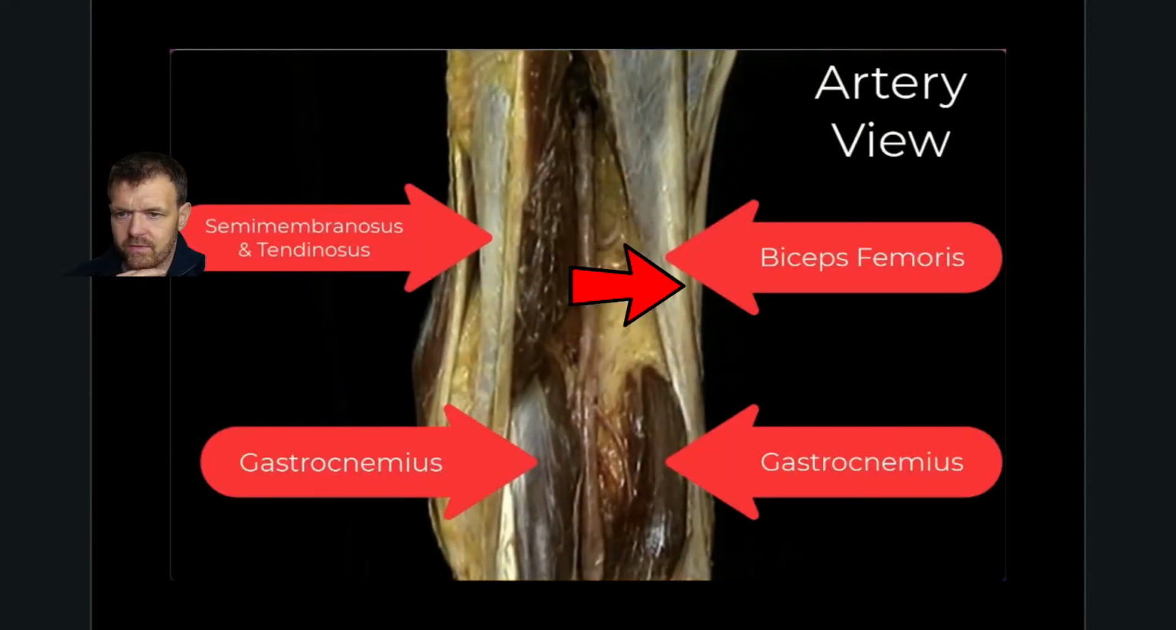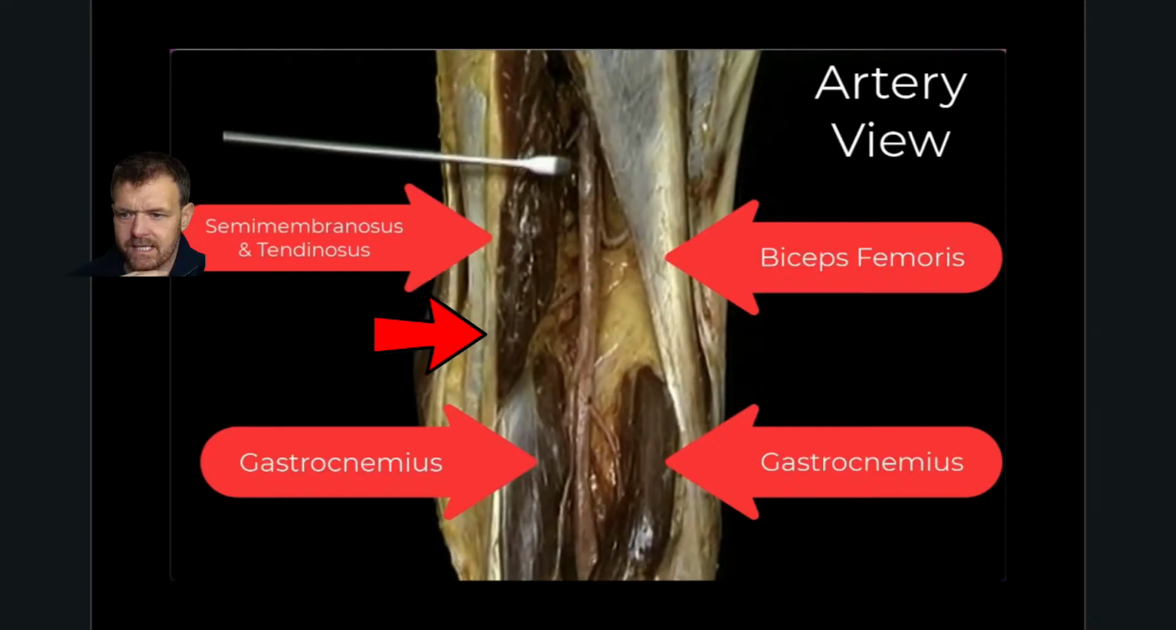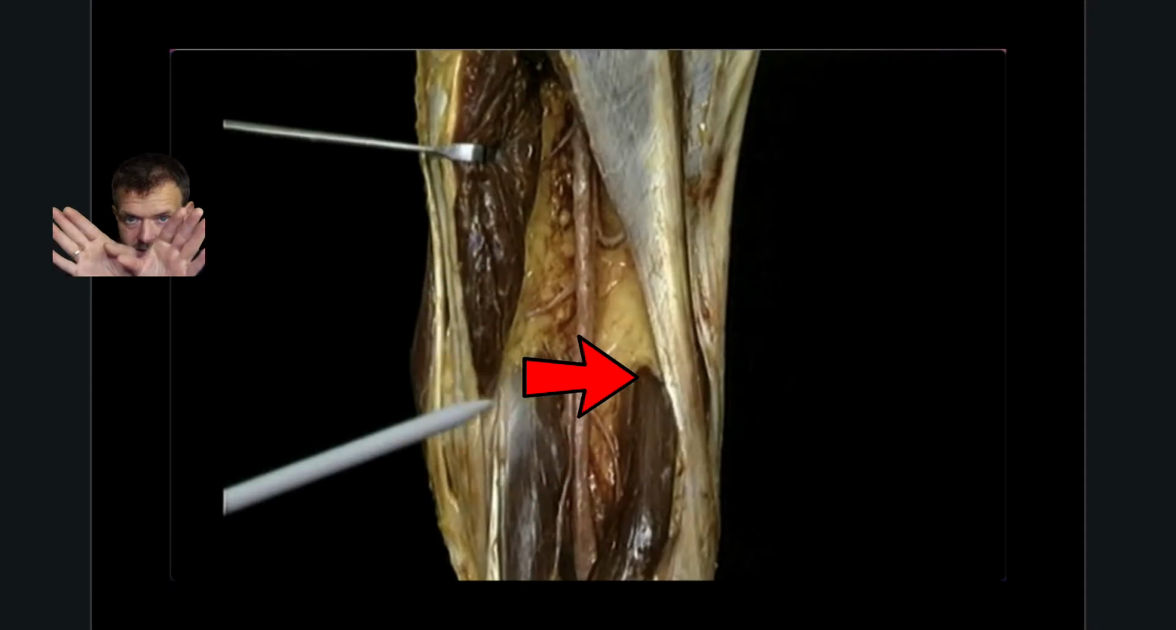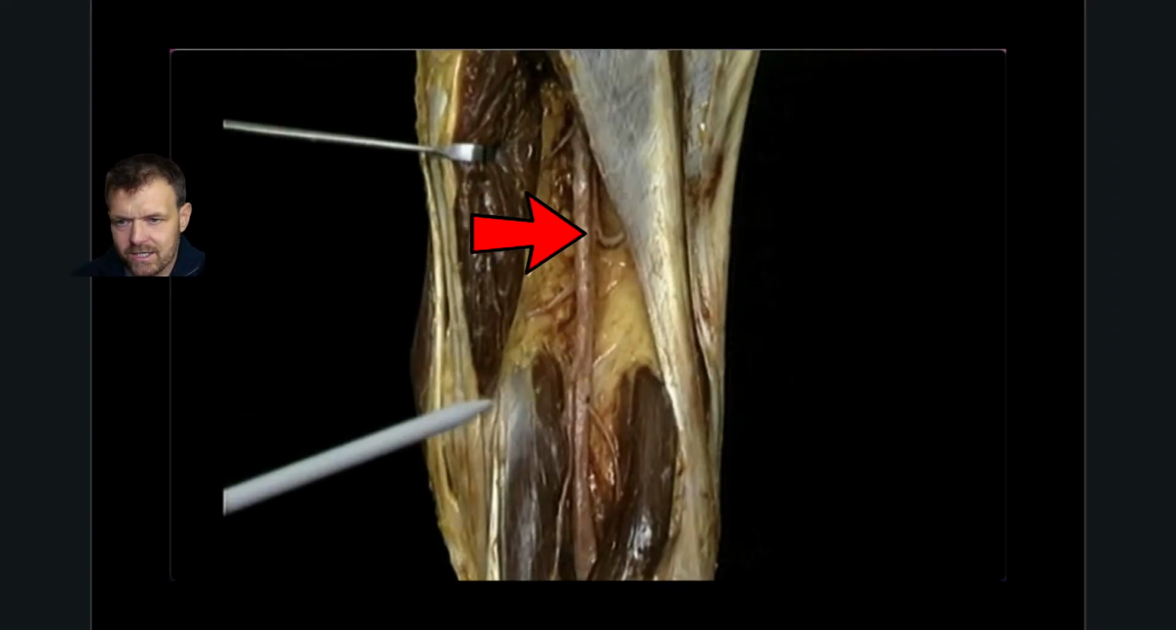So here's your biceps femoris, semimembranosus, semitendinosus, and then your gastrocnemius muscles here and here. So you can just see those popping through. So this is the popliteal fossa. It's like a triangle at the back of the knee. So it's formed by the gastrocnemius heads and then the hamstring tendons coming down, and you've got this triangle at the back of the knee. And in that triangle, that's where your popliteal vessels are.